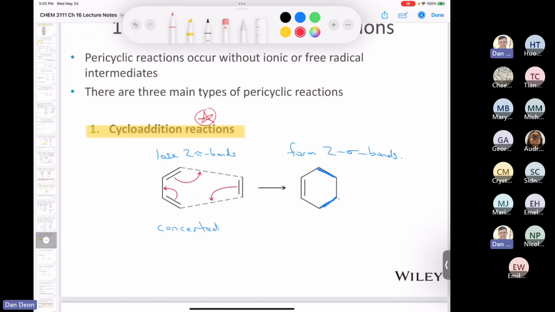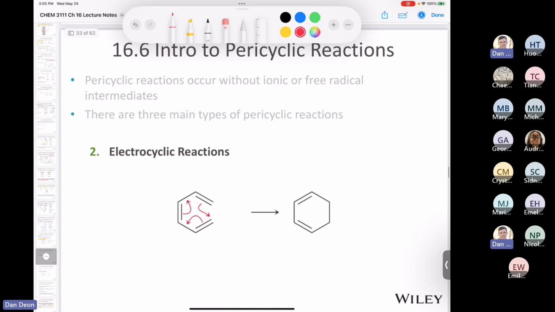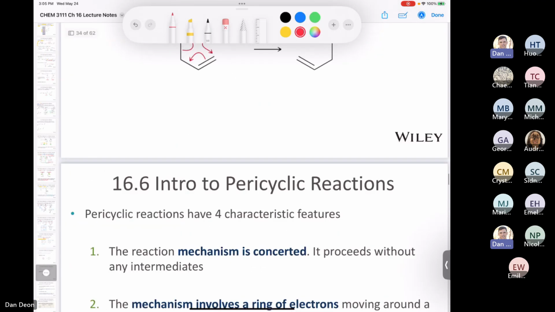And what we're going to study is called the Diels-Alder reaction. All right, that's going to be our focus. The other ones, again, are covered in our textbook, but we don't go over them in detail.